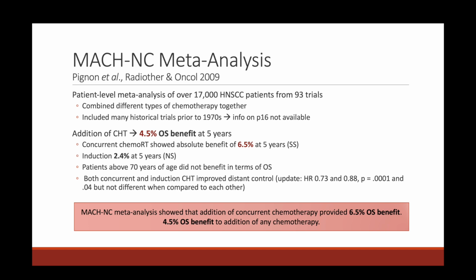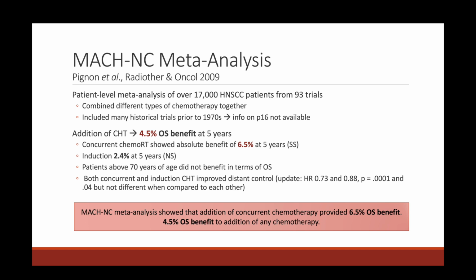And if you have a hard time remembering that chemotherapy provided around a 5% benefit, I think 5% is a good number to know because it applies not just to head and neck cancer, but also to lung cancers. In both non-small cell and small cell lung cancers, if you recall, the studies that looked at the addition of chemotherapy showed about a 5% benefit to the addition of chemotherapy. So same thing with head and neck, the addition of chemotherapy provided about a 4.5%, or about a 5%, overall survival benefit at 5 years.